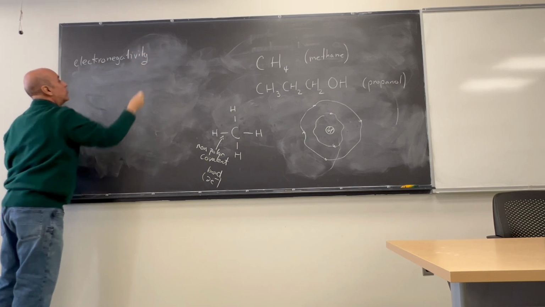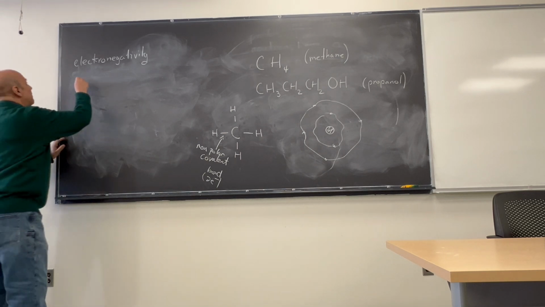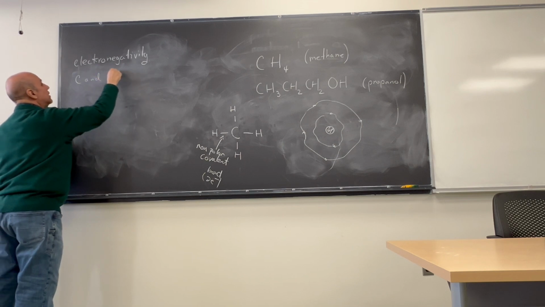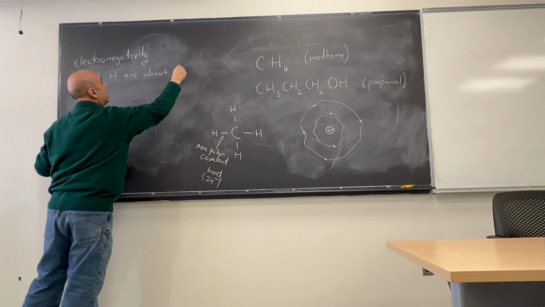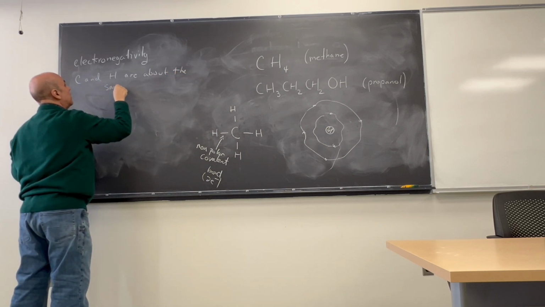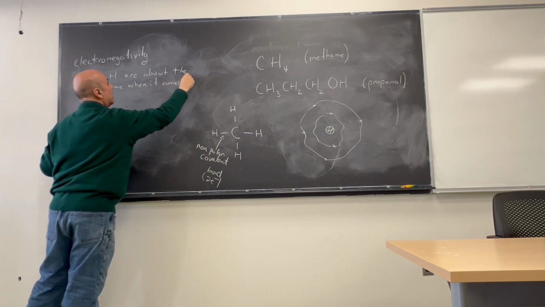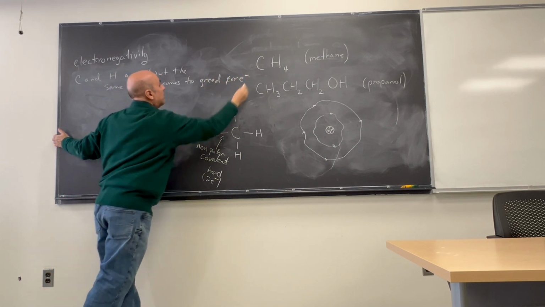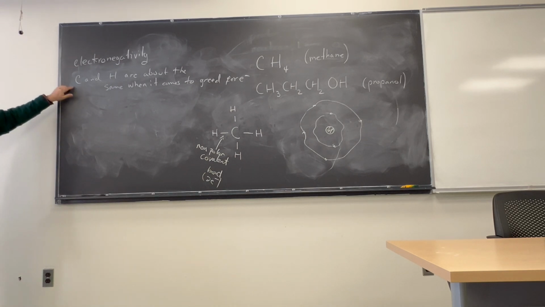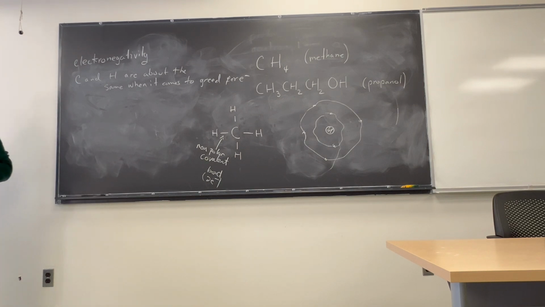It's actually quantifiable. You can actually assign a number, but not in this course. In this course, we're just going to talk about being the same or being different. Carbon and hydrogen are about the same when it comes to greediness. Greed for electrons. So every time that you see a bond between carbon and hydrogen, it's going to be a non-polar bond.